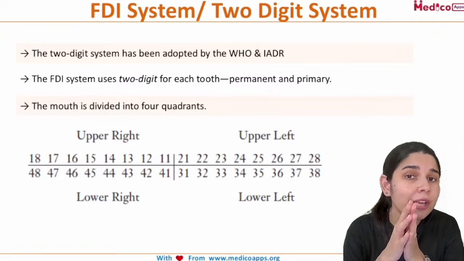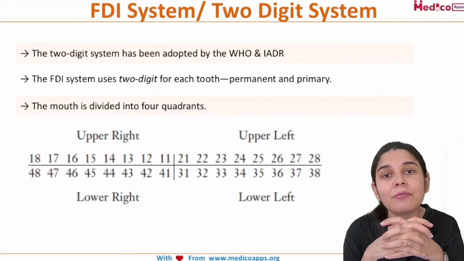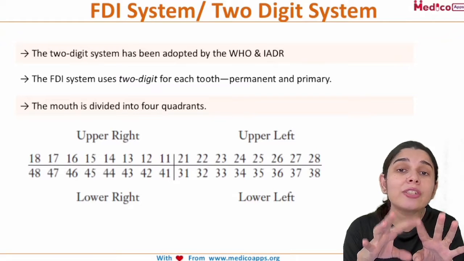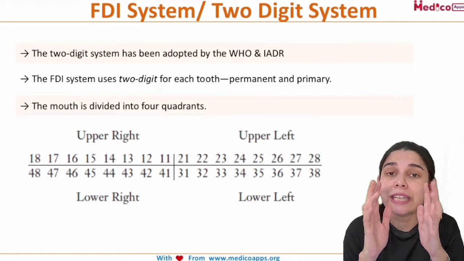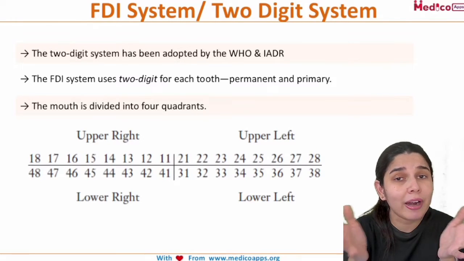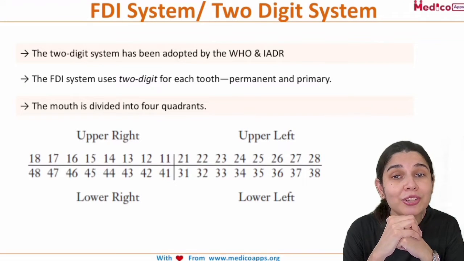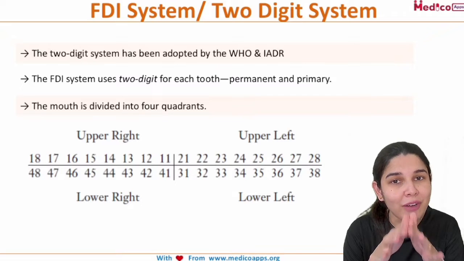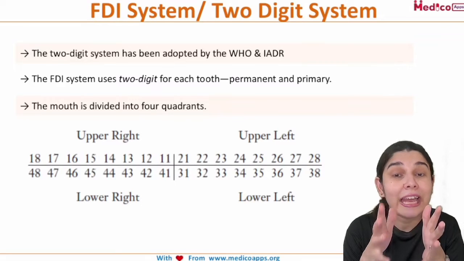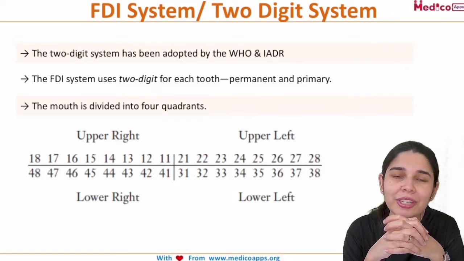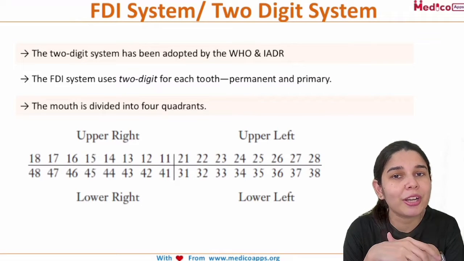But the FDI tooth numbering system we are going to discuss today is very easy, first of all, and it is universally accepted. The second advantage of this FDI system is that it is one of the most important questions usually asked in your viva as well as in your examination. In the theory examination, a short note question can be asked on this particular topic.